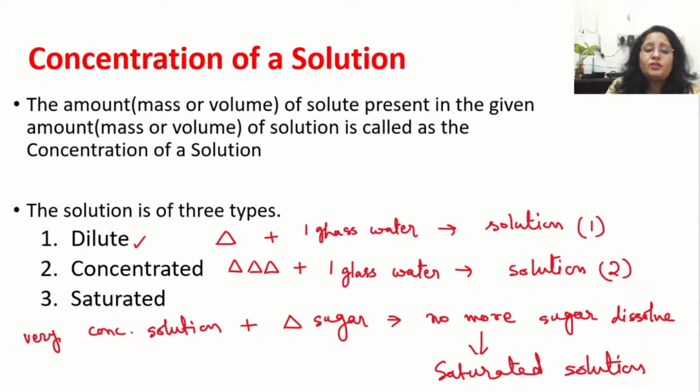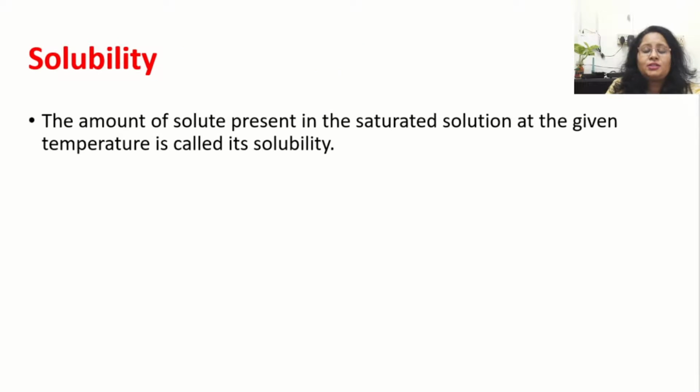So we have three types of solution: dilute solution, concentrated solution, and a very concentrated solution that is not able to take any more solute, which is called a saturated solution. So we learned three types of solution. Now the next topic is solubility. Solubility comes when we understand the saturated solution, because it is related to the saturated solution.